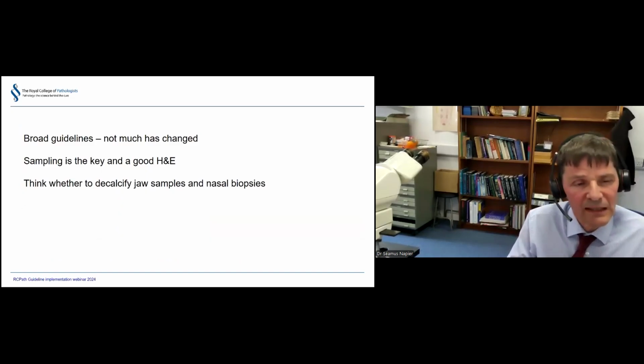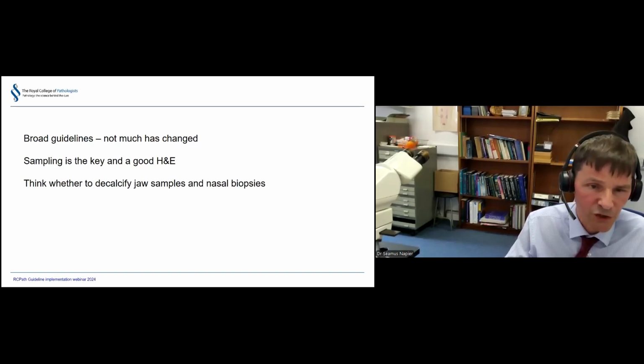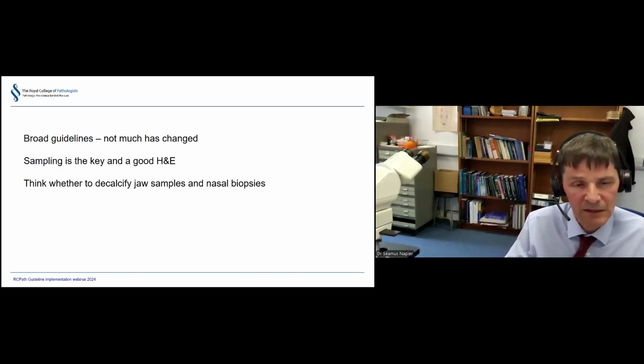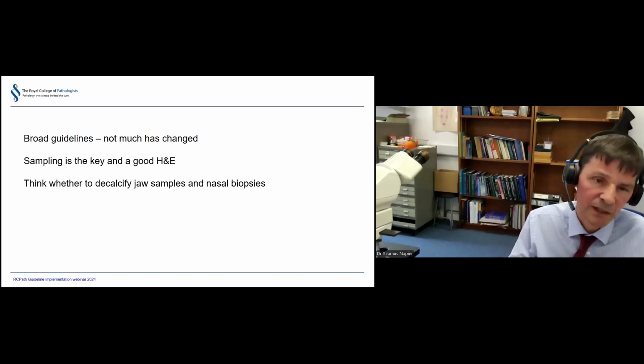So in summary then, these are relatively broad guidelines we're presenting. Not a lot has changed over the years that they've been in effect. Sampling is essentially the key, and a good H&E will save us a lot of trouble. I think it's worth considering whether to decalcify small samples that may contain bone, particularly those from the jaw bones or those from the nasal cavities. I think that can also help in microtomy and providing a good demonstration of the lesions. Thank you.